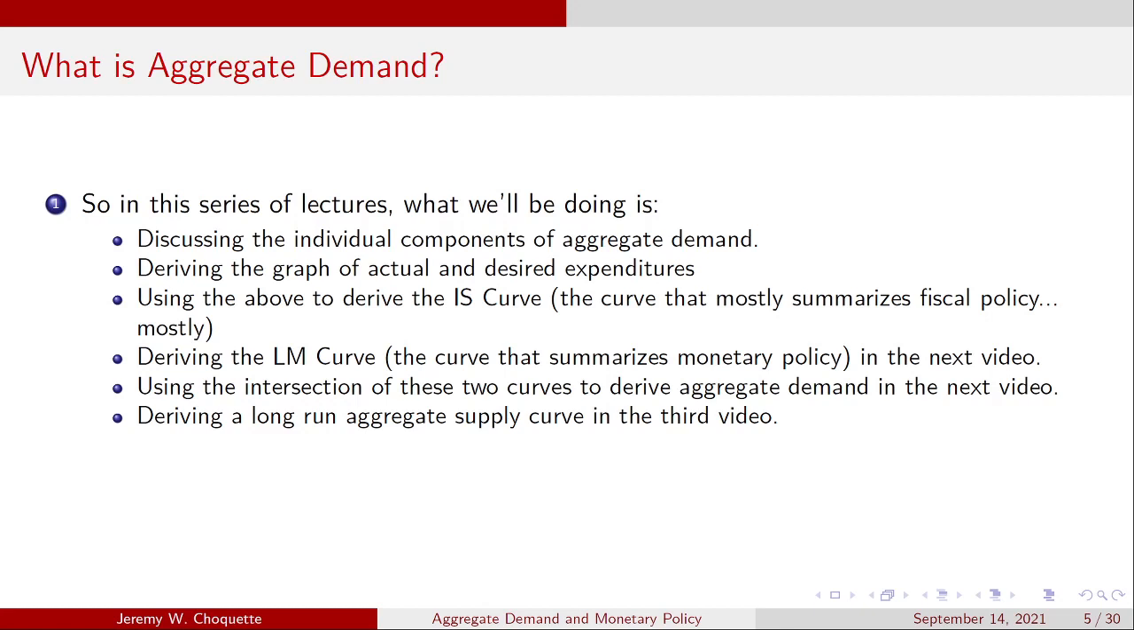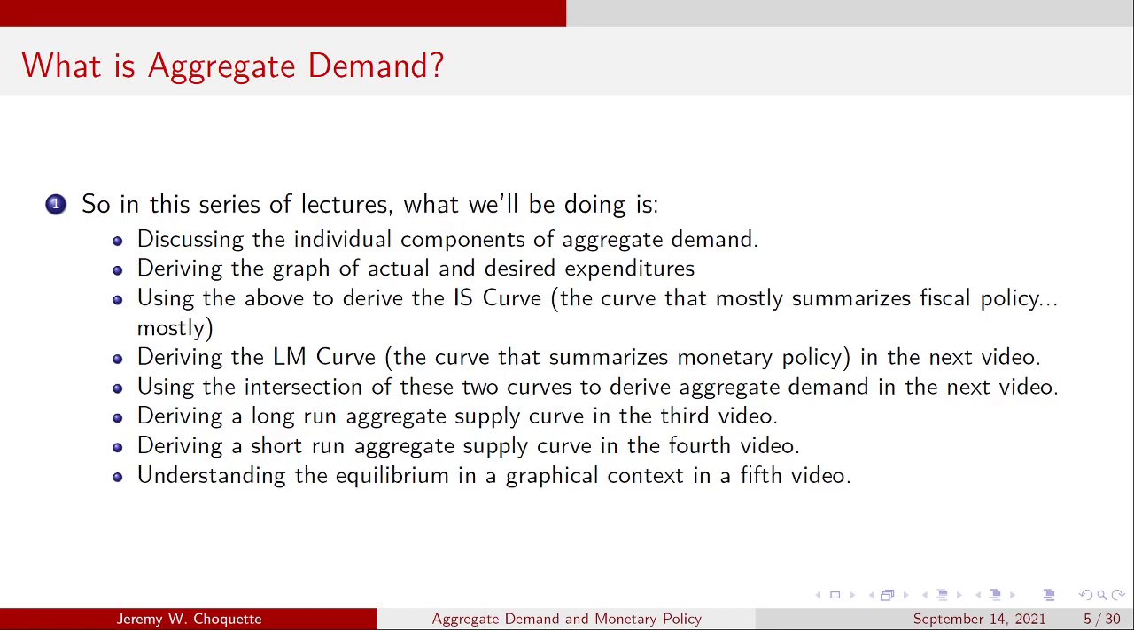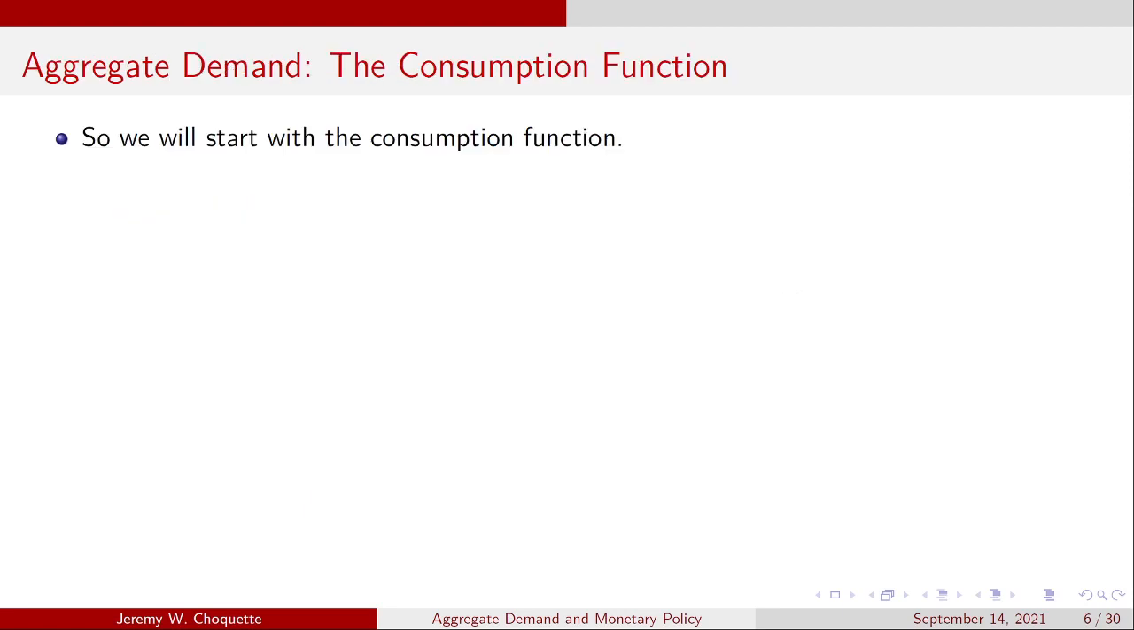And we're going to derive a long-run aggregate supply curve. We're going to derive a short-run aggregate supply curve. And then we're going to look at the equilibrium, probably talk about some shocks throughout the equilibrium, see how the whole system kind of responds to different types of shocks. Cool stuff like that. So that's what we're going to be doing in this series.